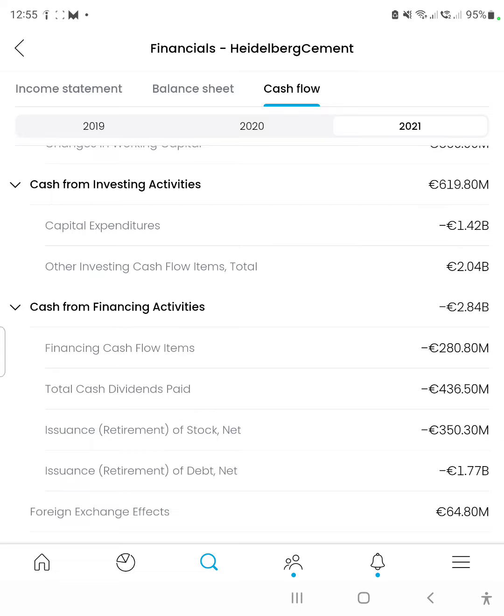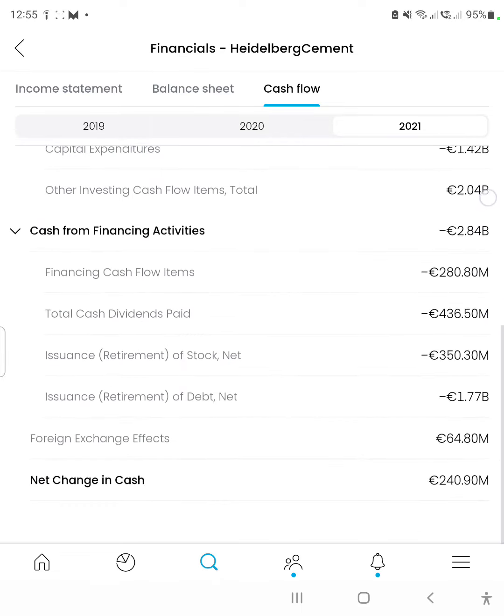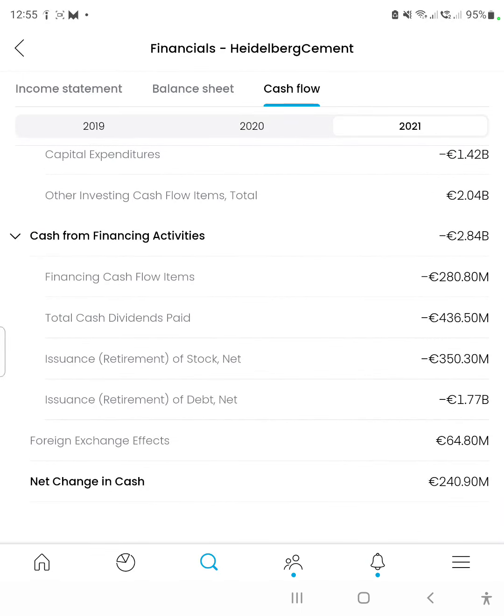So lastly, before foreign exchange effects as well as net change in cash, is the cash flow from financing activities. So that's probably the most important part of the cash flow statement. The dividends paid was 436.5 million euros, and the cash flow from financing activities was 280 million euros.